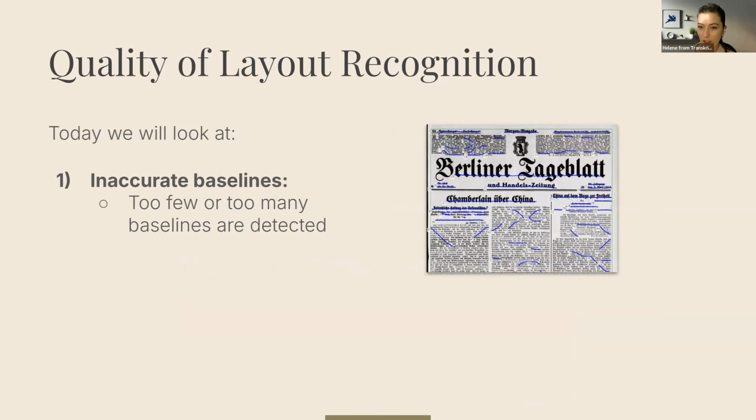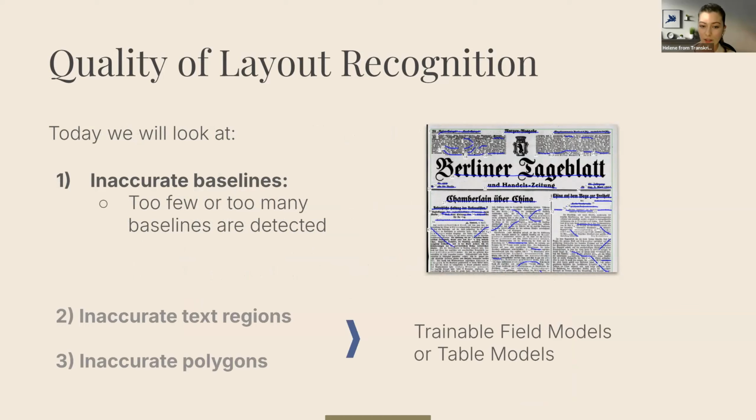Today, we will look at the inaccurate baselines and how to fix that and how to improve text recognition when the quality of the baselines is affected. The second and third points that can happen with inaccurate text regions and inaccurate polygons, we already have a solution with trainable field models or trainable table models. We have some previous webinars on that you can have a look at on how to train those field models and work with them. So we hope that those will be a helpful resource in those cases. But today we will focus on baselines, the advanced settings, and how we can train a baseline model. I will now hand over to Sarah, and she will go ahead and explain it further to you.